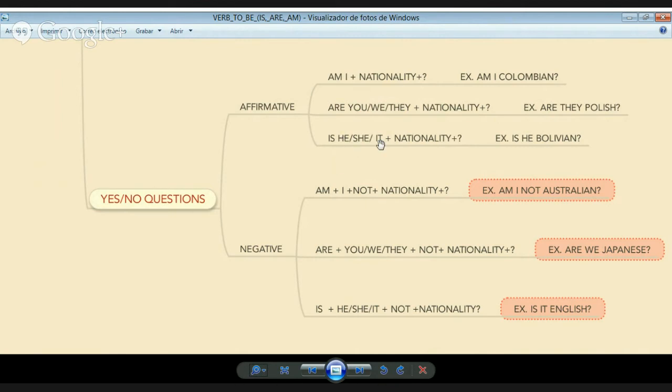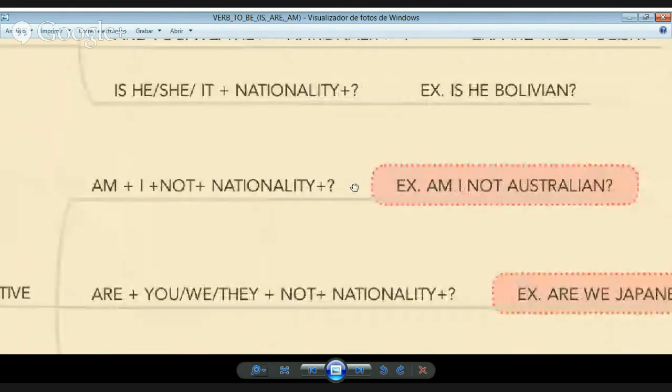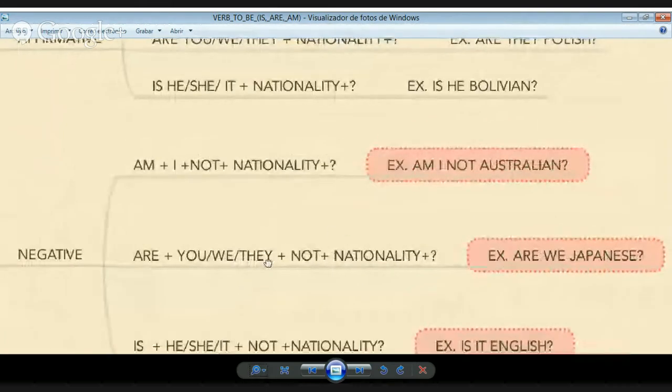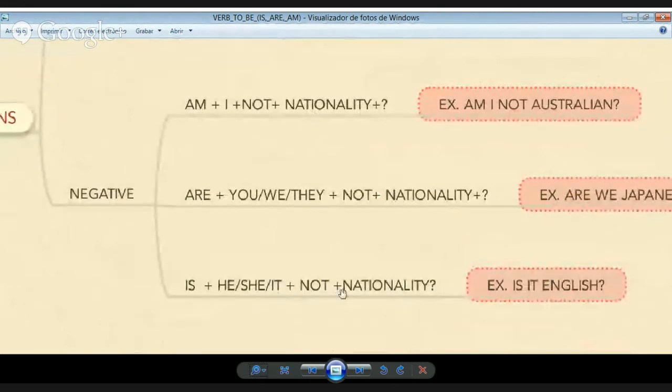Using the third person singular, in order to make yes, no questions, you just switch the verb be, is, with the subject pronoun. So you have, is he Bolivian? Is she Bolivian? Is it Bolivian? Is it American? So you just change this part. Es muy importante no olvidar que necesitan utilizar the question mark here, okay? If you don't use the question mark, it's not a question, okay? En algunos casos tal vez es opcional, pero no aquí, okay?